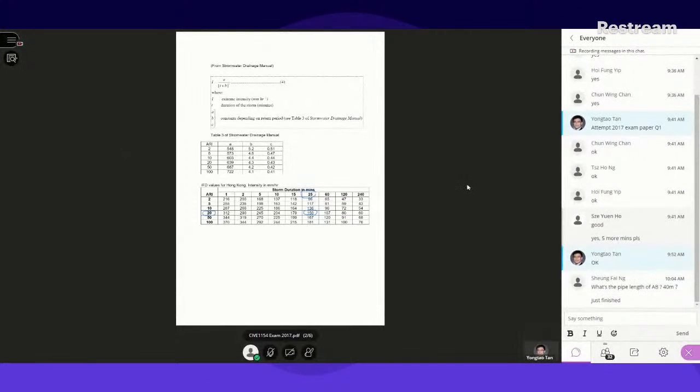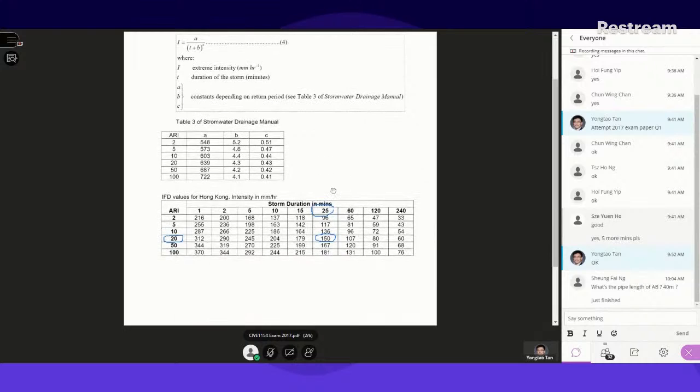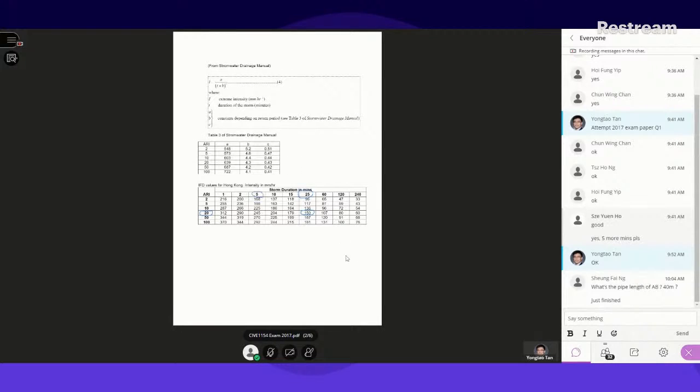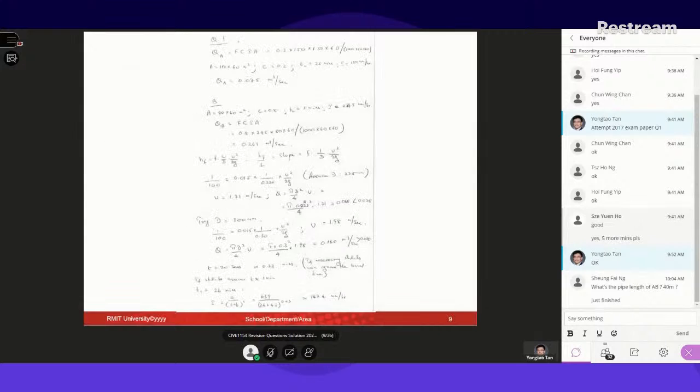For the paved area, we can see that the time of concentration is 5 minutes. So 5 minutes is here, and you can see the intensity is 245. Okay, 245. Now, after you get the intensity from the ADF table, you can use the rational method to calculate the peak flow to pit A and pit B.